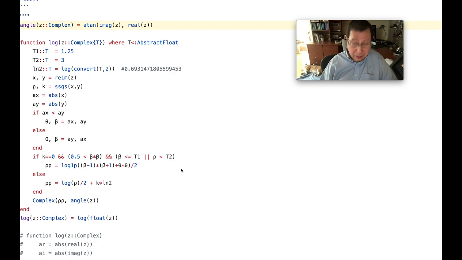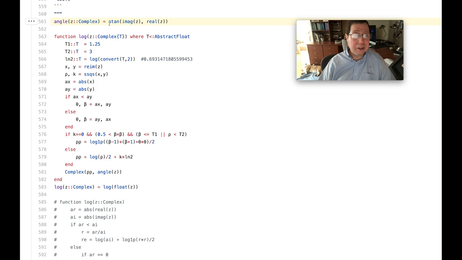It's defined as the two-argument arctan, which some of you may remember how that works. The two-argument one gives you the signs correctly. And so you take the imaginary part of z, which is a real number, and the real part of z, which is another real number, and that is the angle function.